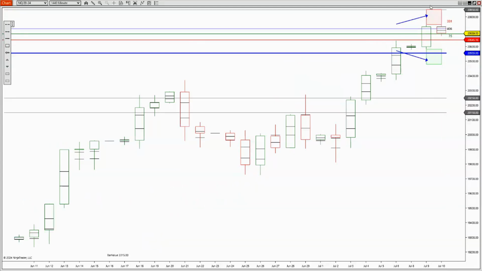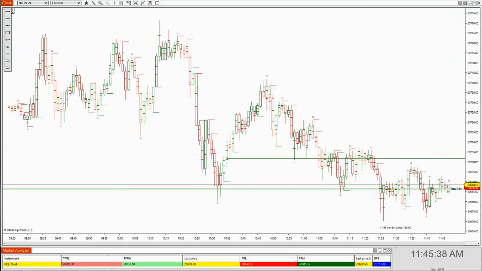But I definitely want to let you know that you can use those levels. All you have to do is get your constants line indicator inside of NinjaTrader and plug in that information. That's all you have to do.